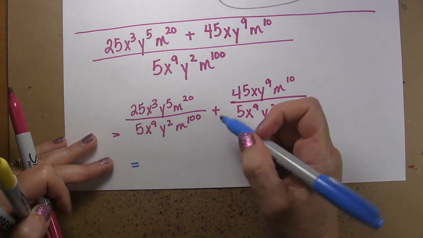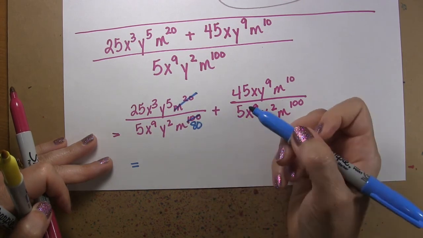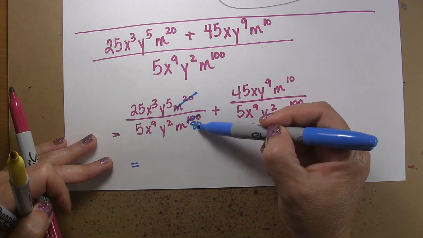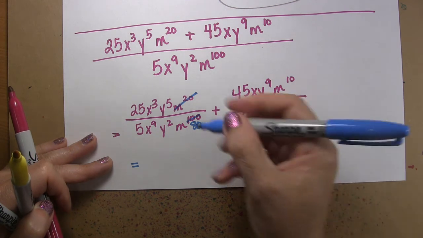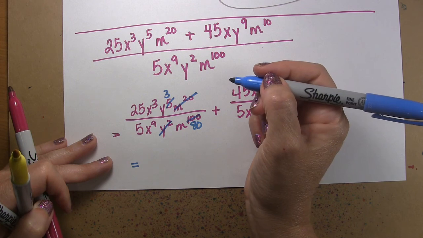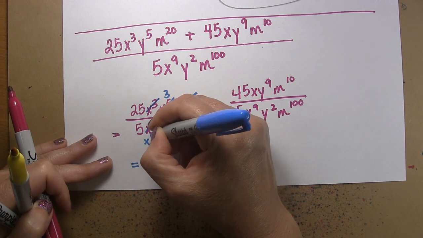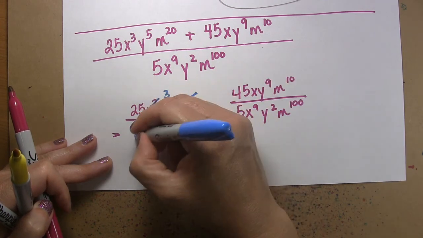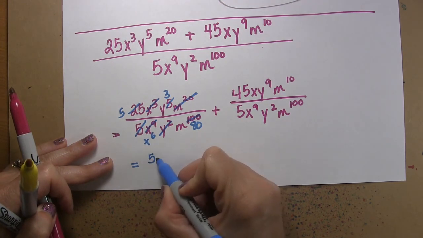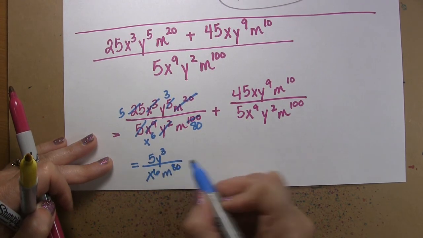All right, so here, let's see. I'm going to deal with my m's first, and I'm going to have an 80 in the bottom, right? Because I have 100 in the denominator, and I have only 20 in the numerator, so that'll leave me 80 in the bottom. My y's, I'll have y to the 3rd on the top. My x's, I'll have an x to the 6th on the bottom. Yep, that looks right. And then this will become a 5. So my term now is 5y to the 3rd over x to the 6th m to the 80th.